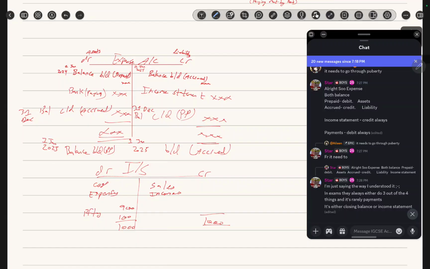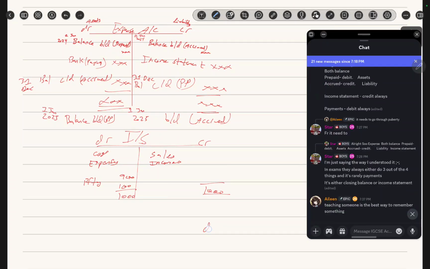Or when you forget the format yourself, you can always come back to it because you understood the concept. So if you understand the concept, that's one benefit. Because income statement, when we debit it with expenses, so we debit income statement with expenses, and that's why we credit the expense account with income statement. So it's just going to be: debit income statement, credit expense account.